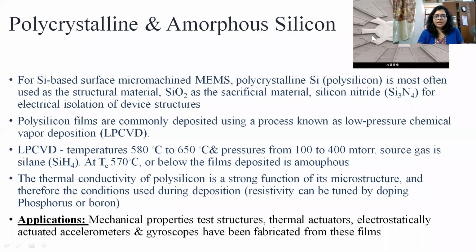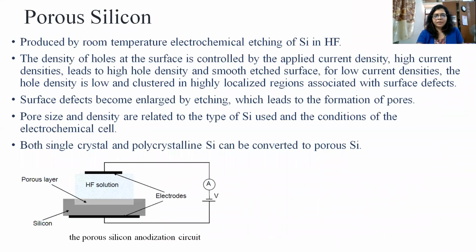The polycrystalline applications are in mechanical property testing, structure, thermal actuator, electrostatic accelerometer, and gyroscope, which have been fabricated from these films. Now, porous silicon is produced at room temperature by electrochemical etching of silicon in HF. The density of holes in the surface is controlled by the applied current density.